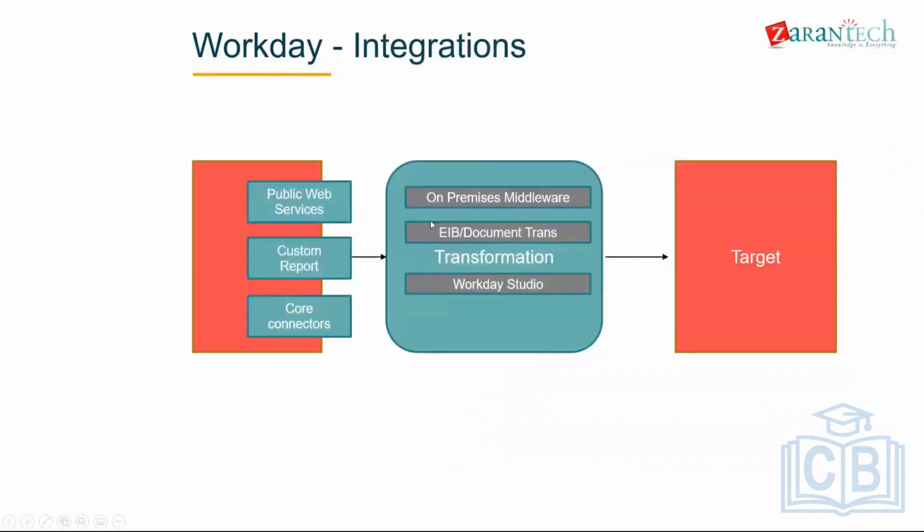So the Workday integrations work in this way. You either use public web services within the Workday system, you can use custom report, and you can use core connectors. We have already looked at the custom report. We'll look at core connectors next. And either you can use the on-premise middleware, the EIB, document transformation, or the Workday Studio to combine the both. And then the data could be sent to the target. And the target in this case would be the external systems.